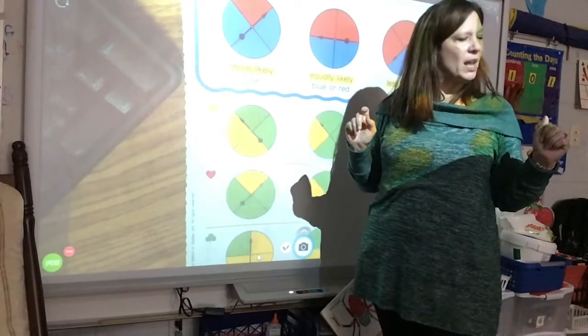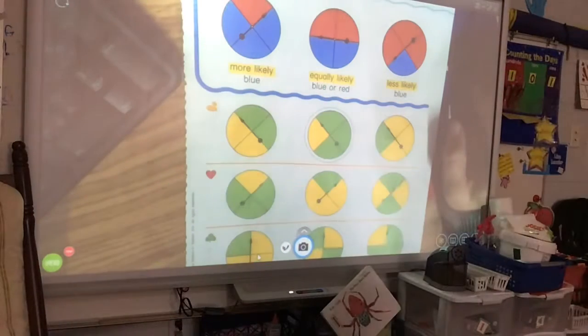I'm so proud. Let's look at the row with the ducky. Everybody put your boxes down and look at the row with the ducky. What they want you to do on the ducky is circle the spinner that shows it is more likely to land on green.